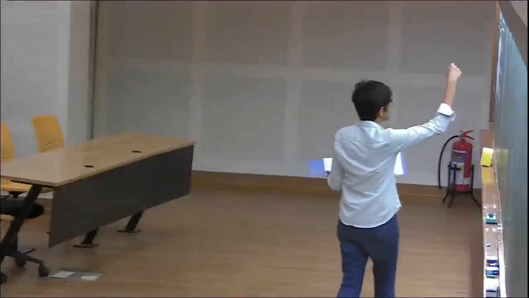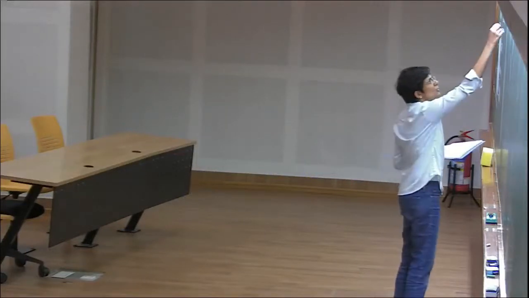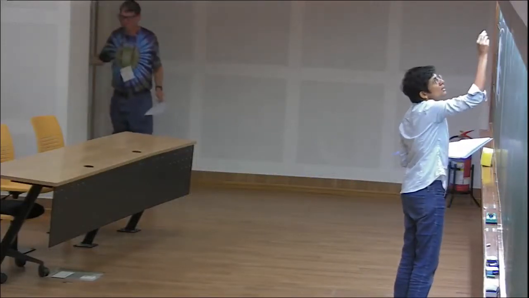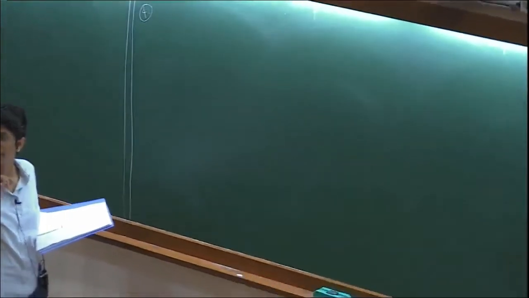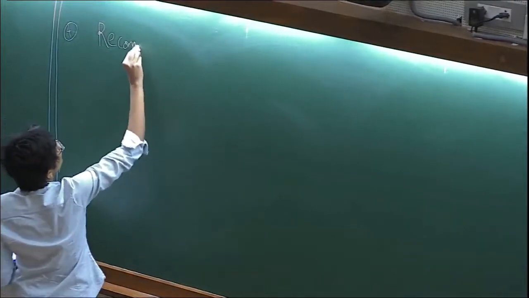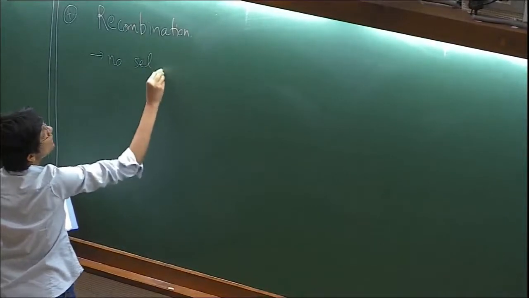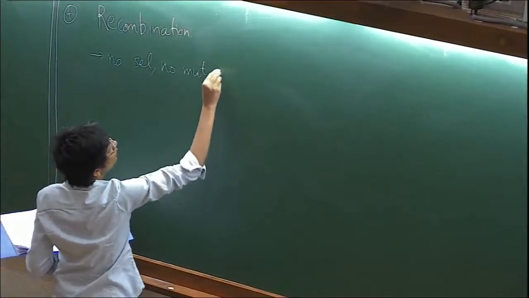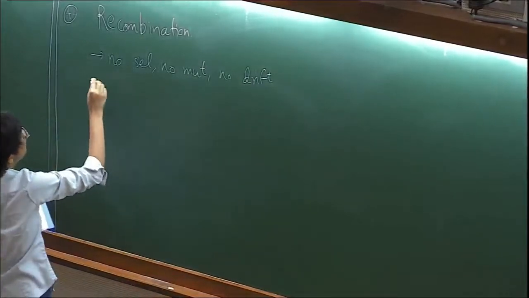So let's continue along these simple models, and this is probably the fourth or fifth one. Here, again, no drift, no selection, no mutation, but I just want to introduce this thing called recombination. And I'll just consider a two locus model.